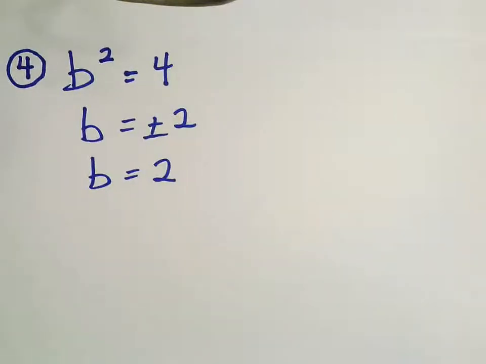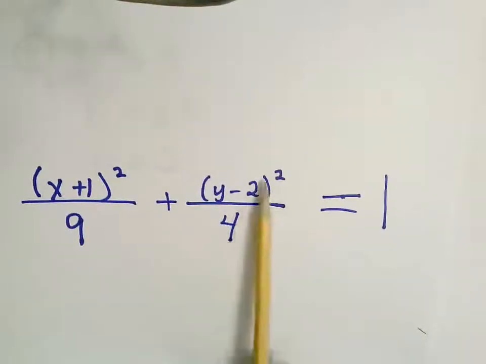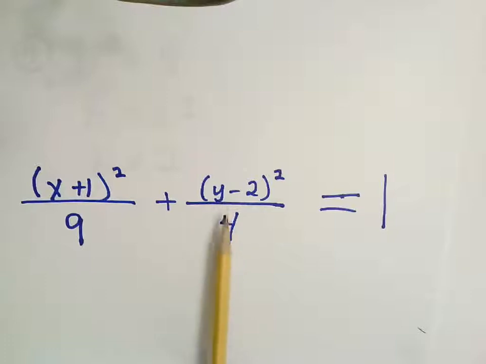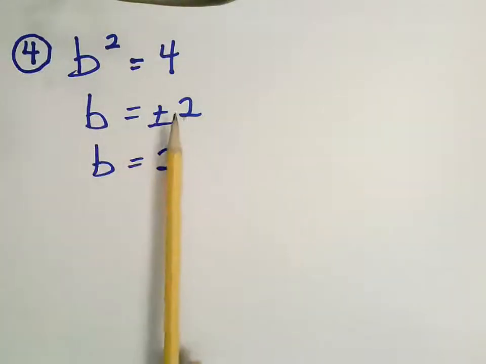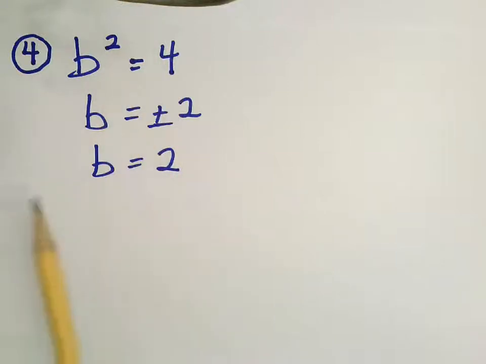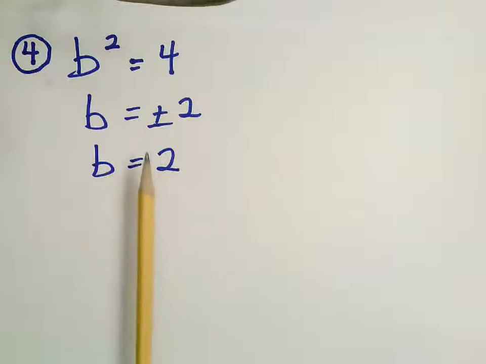The next thing that we're going to find is the b square. The b square is 4. You see here the b square is the smaller denominator. And this b then will be equal to plus or minus 2 when you take the square root. But we're talking about a distance, so the b is 2. The minus just says that we're going to go in the opposite direction from the center.